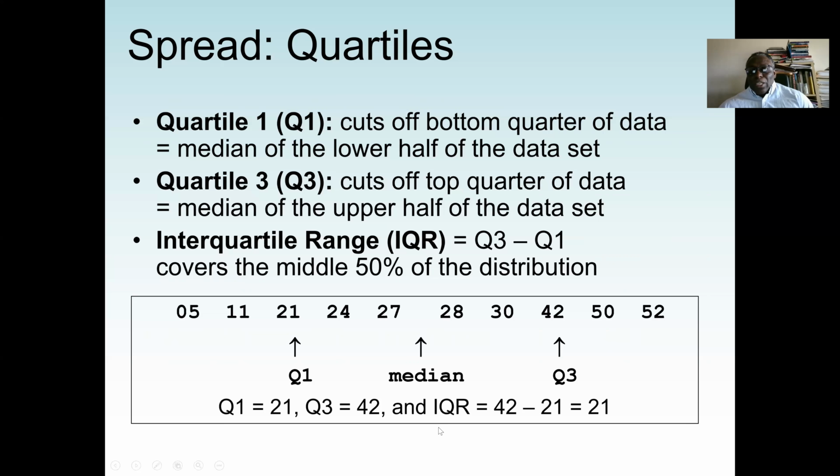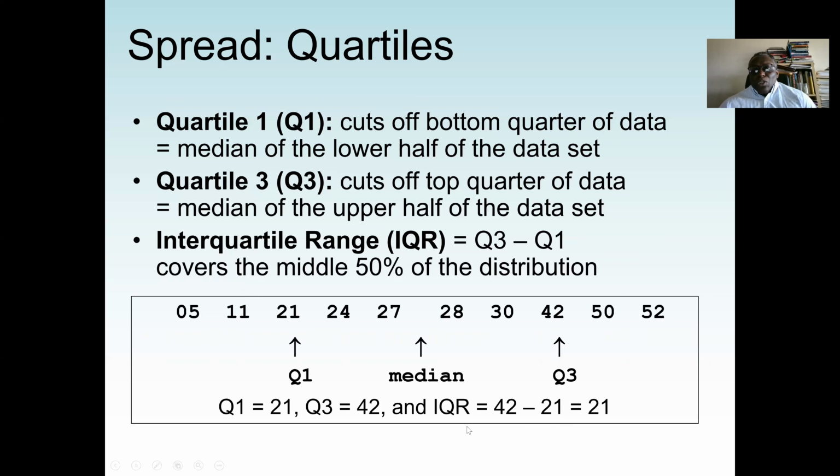The lower side we get Q1. The middle value will be only 1 since 5 is an odd number. And the right side also, 5 is an odd number. So the middle value is only 1, which will be 42. Then to find the interquartile range, we find the difference of Q1 and Q3. So this will give us 42 minus 21.